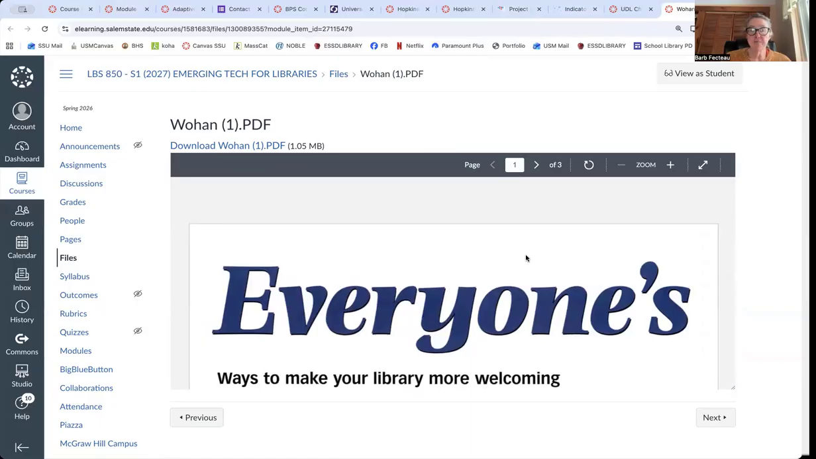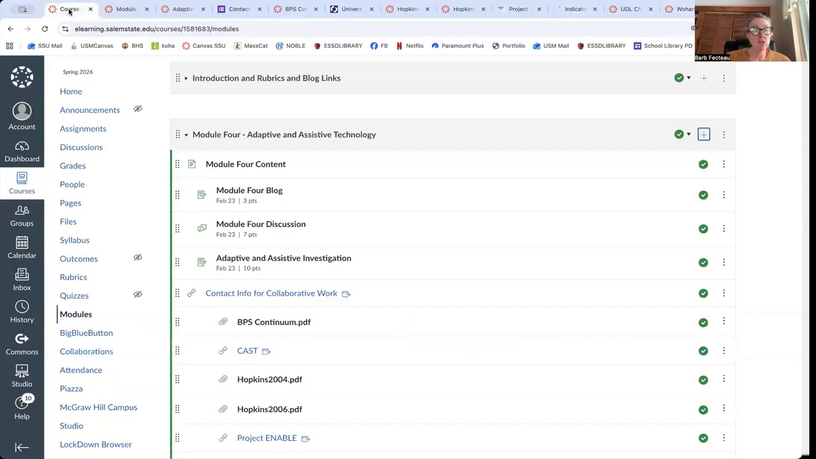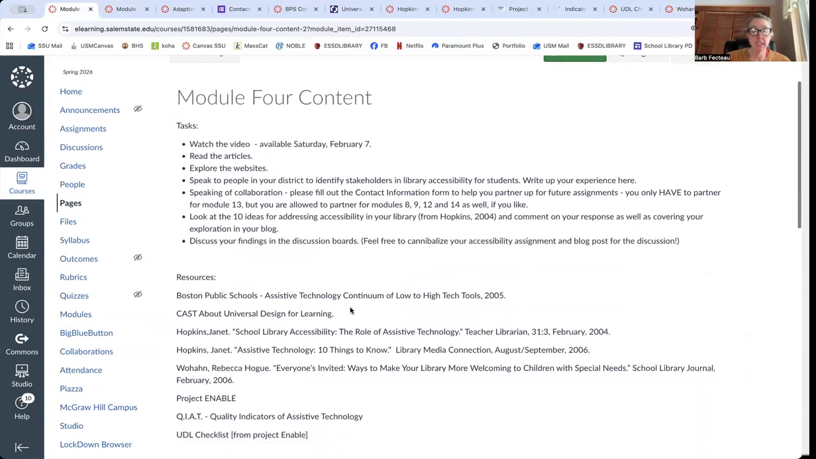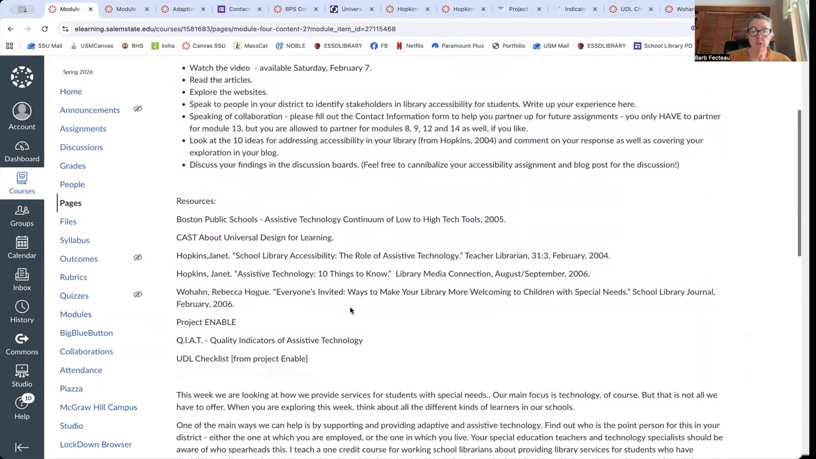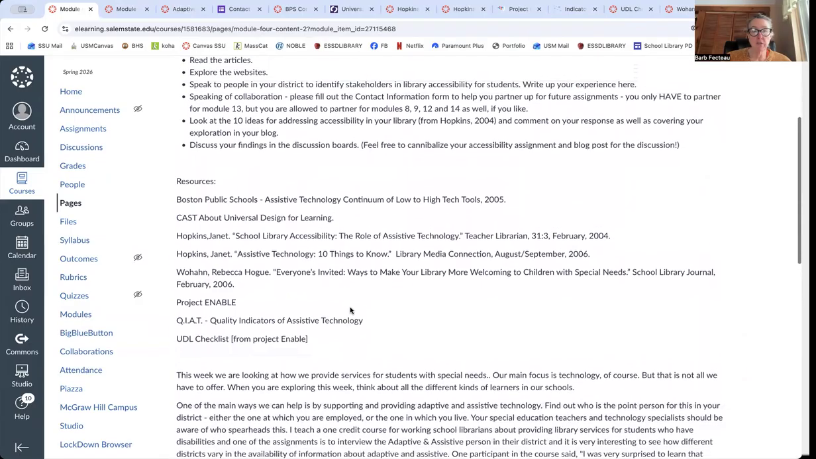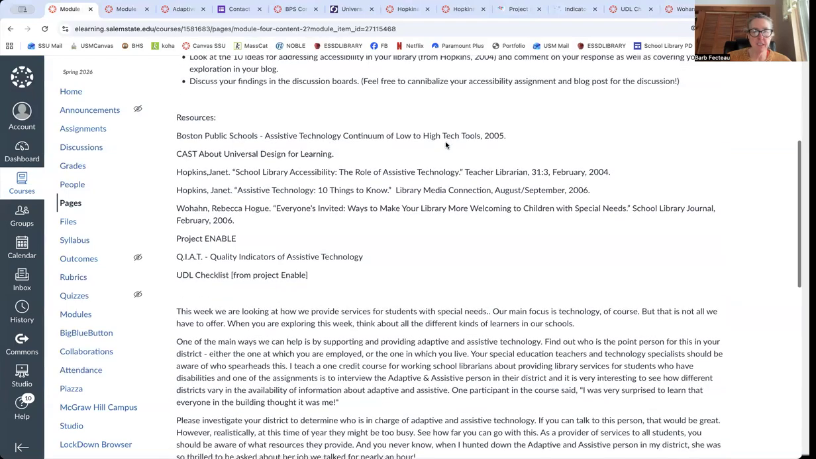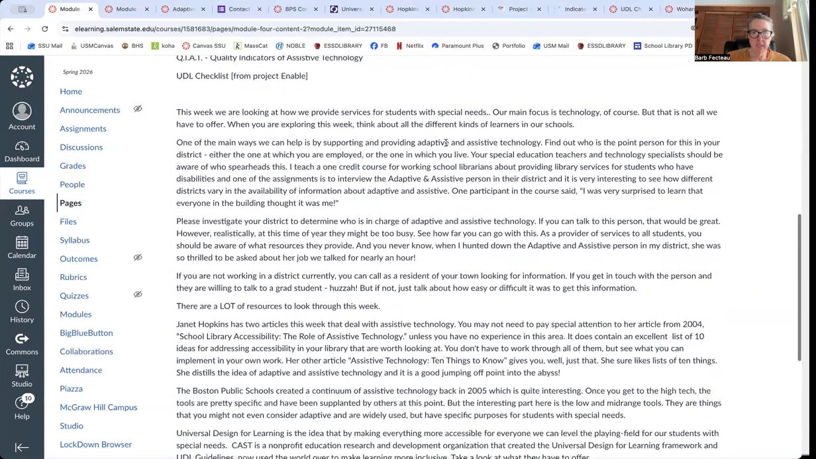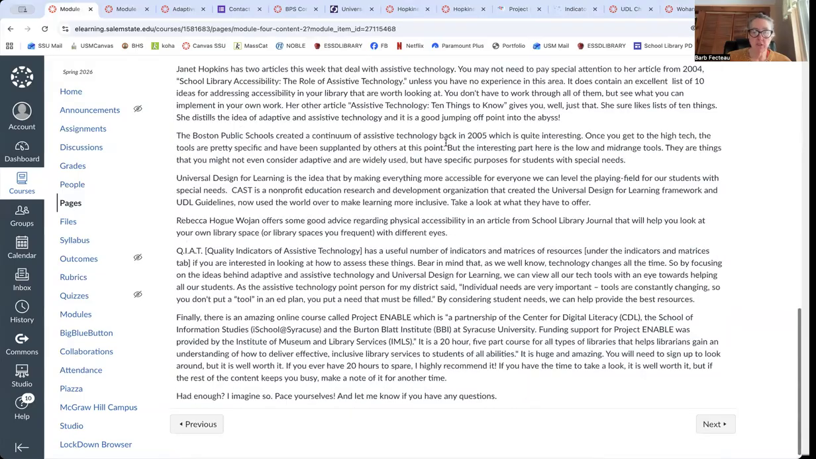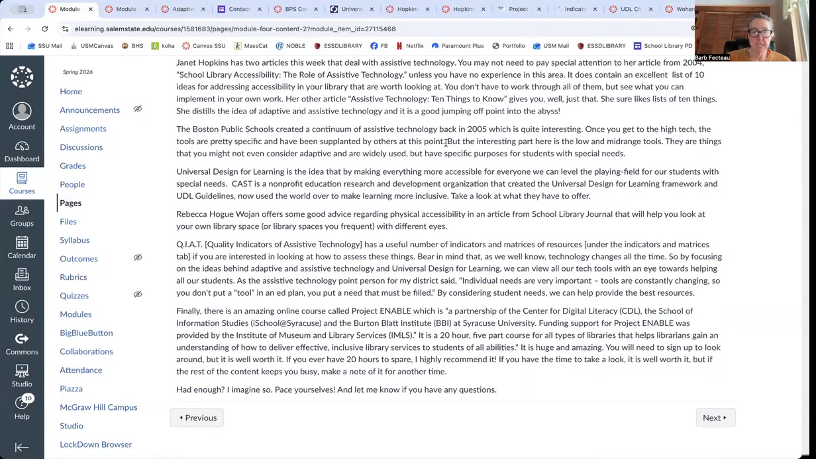All right, that's really all I've got on the agenda. Let me just look around in the content page and see if I've forgotten anything. Looking for collaborators. Yes, the top 10 ideas for addressing accessibility. Take a look at that, and you can talk about that in your blog if you like. Okay, I believe that this is just a little bit more specificity on some of the assignments.